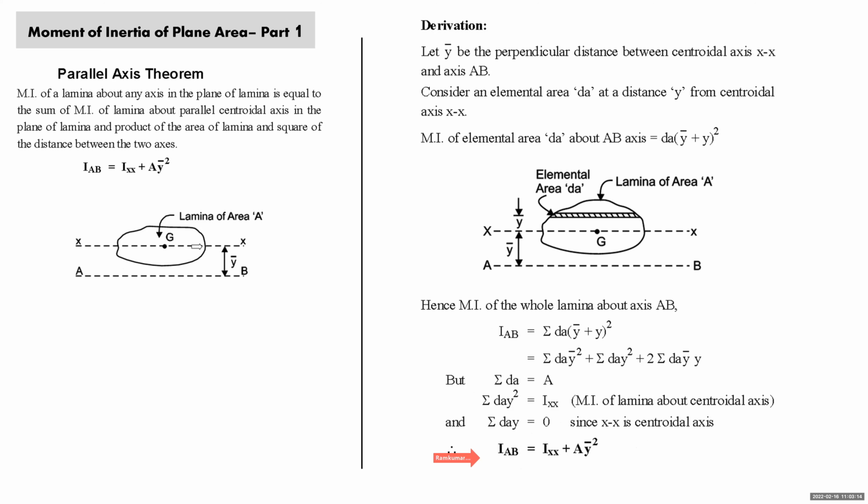As in this diagram, again I repeat: the moment of inertia of the lamina about any axis parallel to the centroidal axis is equal to the sum of the moment of inertia about the parallel centroidal axis and the product of the area of the lamina and the square of the distance between the two axes. So IAB is equal to IXX plus A y bar square.